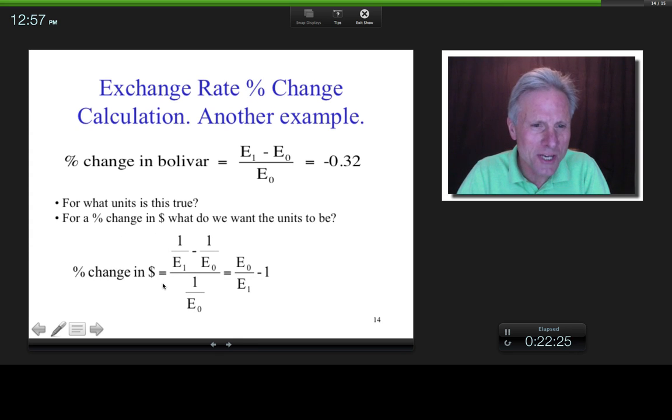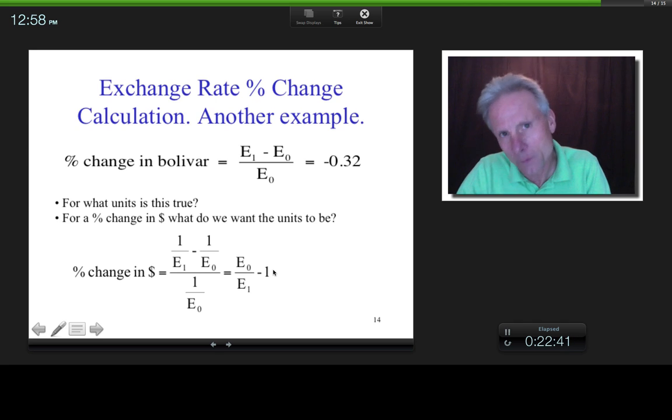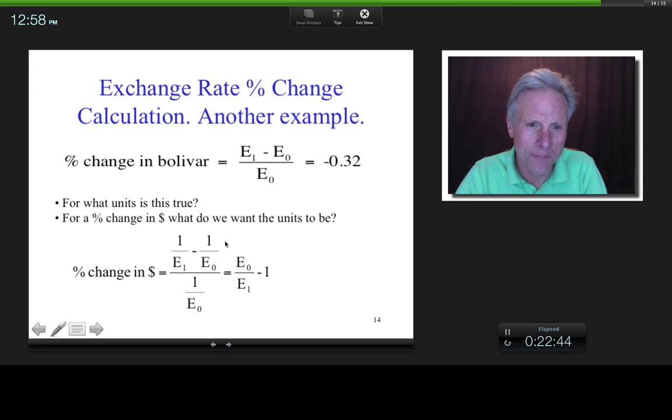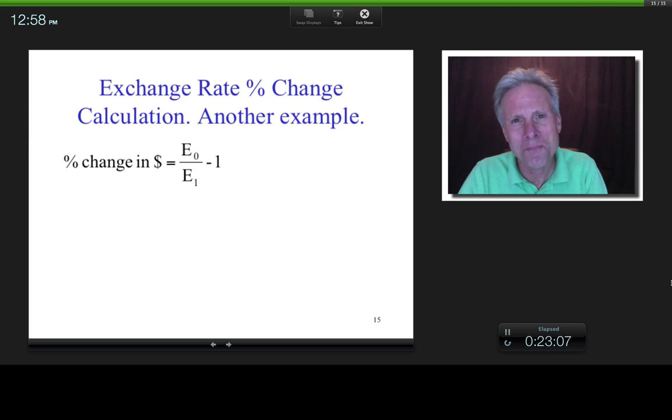And so on a percentage change in dollar basis, we have this 1 over E1 minus this 1 over E0, divided by this 1 over E0. Now, if you do the algebra on this, that comes to E0 over E1 minus 1. If you want, go ahead and do it on a piece of paper. If I multiply this whole thing by E0 divided by E0, which is like multiplying by 1, then this goes away and I get E0 over E1 minus E0 over E0, which is just 1, which is what I have here. Okay? So I have the percentage change in the value of the dollar as being E0 over E1 minus 1.